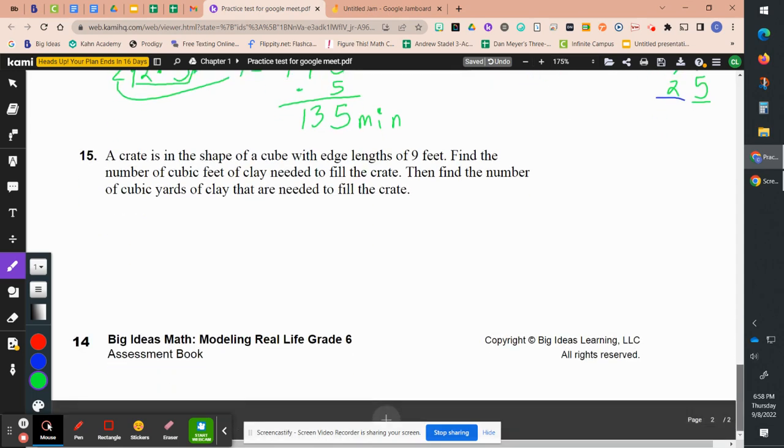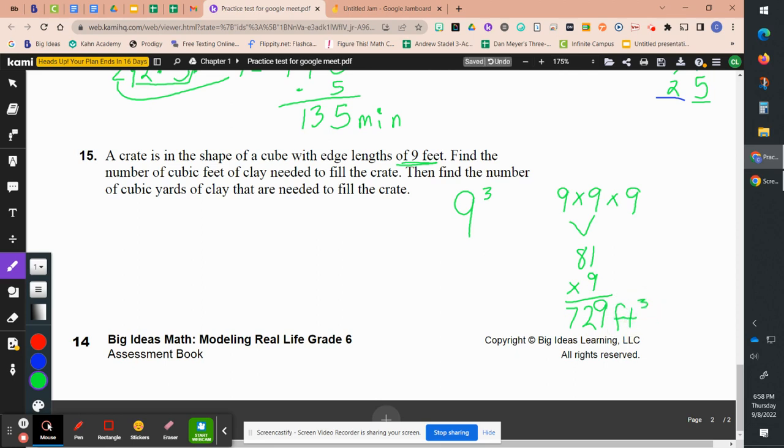Okay? And then finally, we have a crate. The crate is a cube with 9 feet for each side length. We need to figure out the number of cubic feet of clay needed to fill the crate. So that's going to be 9 cubed. Well, 9 times 9 times 9, not so easy to do in your head. 9 times 9 is 81, and then you have to multiply that 81 times 9 again. You get 729 cubic feet.